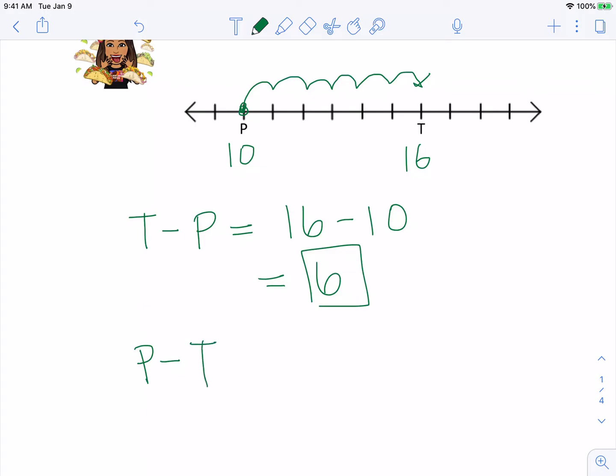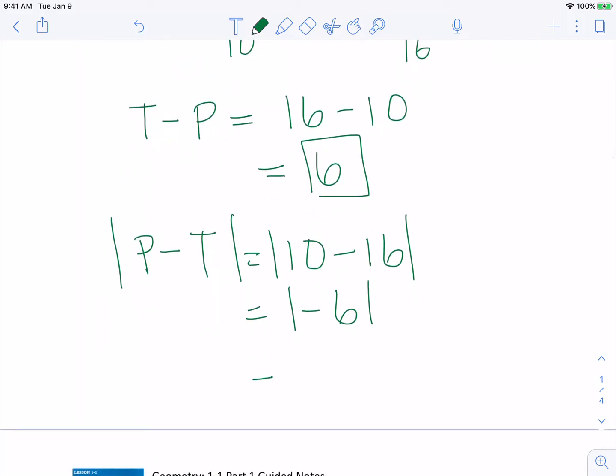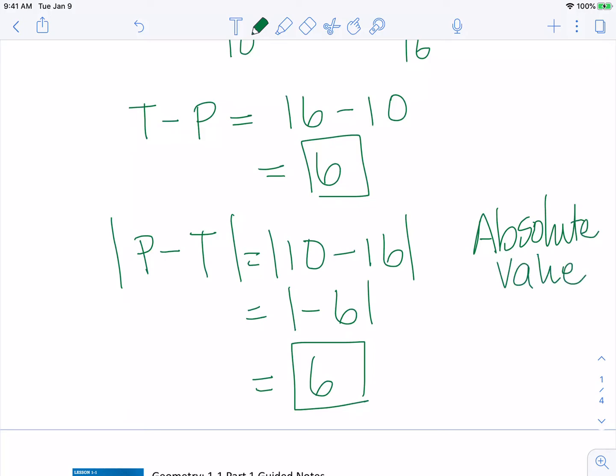What happens when we actually subtract P minus T? Well, when we subtract P minus T, we get 10 minus 16. And we're looking for the distance, so you would think we could subtract, but we get a negative 6. So it's really important to remember that distance is always going to be positive. So to always make a number positive, we use absolute value. So again, the distance is 6. So absolute value is really important when helping to determine the distance.